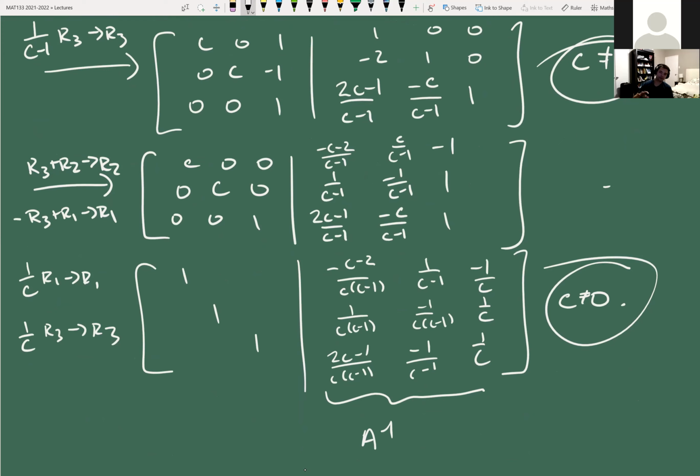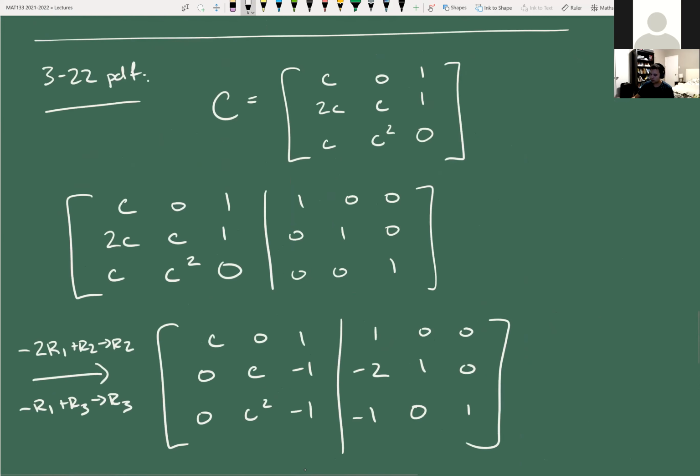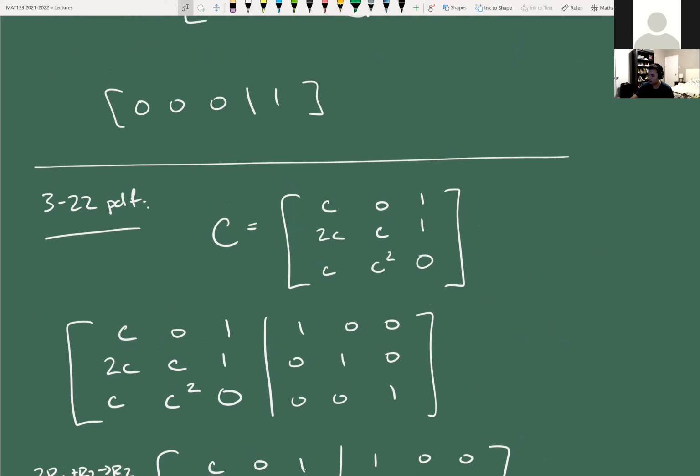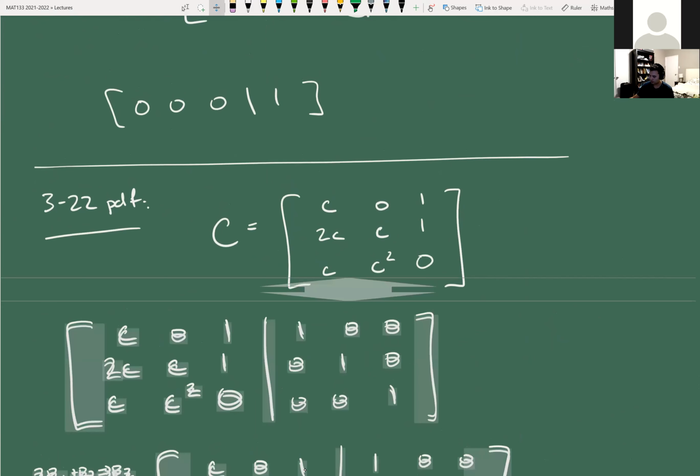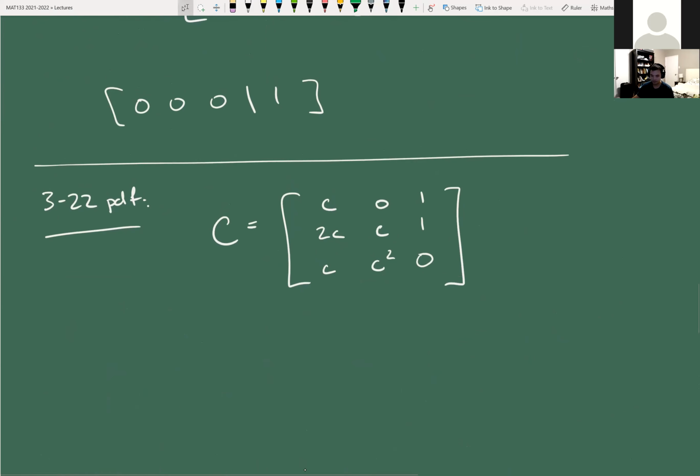But here's the thing. I found the values of c for which this matrix is invertible by virtue of finding the inverse. Now here's probably what would be more likely to be a term test question. Let's say same matrix C, and I just said find the values of c for which this is invertible. Don't find the inverse, just find the values of c for which this is invertible. What would you do?